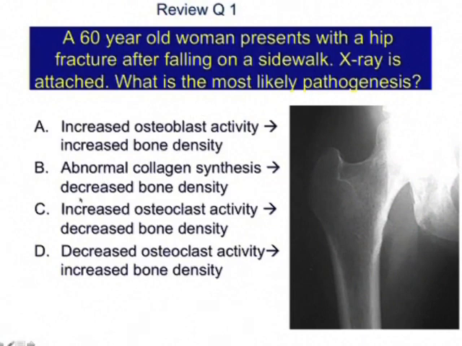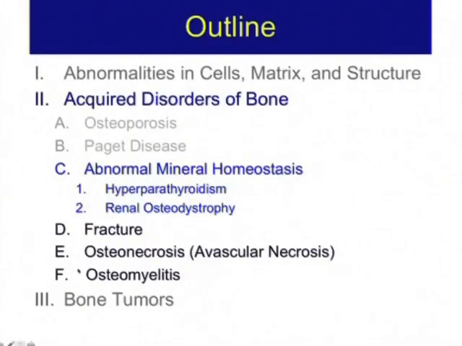Abnormal collagen synthesis, that's what we see in osteogenesis imperfecta. Increased osteoblast activity, I really haven't talked to you much about this. I guess Paget's in a certain stage you can think of as having that. And then decreased osteoclast activity. Again, we didn't really talk about that as a mechanism. So these two things you're going to get more of in the endocrine course.